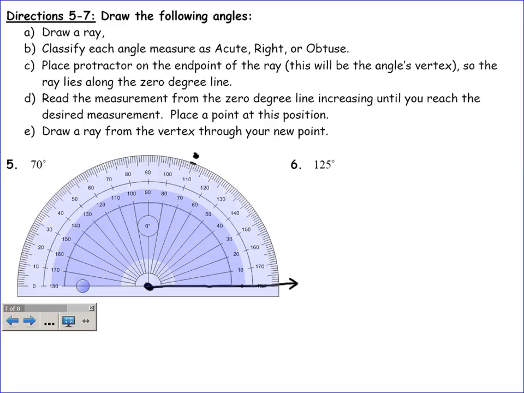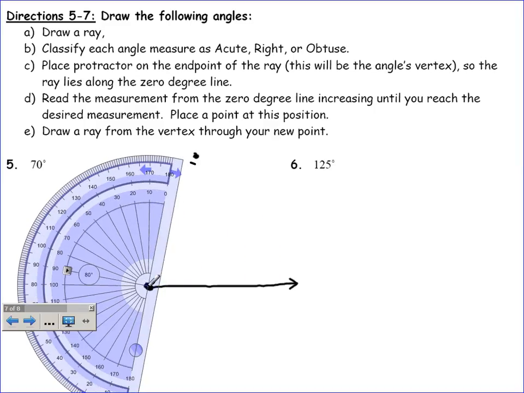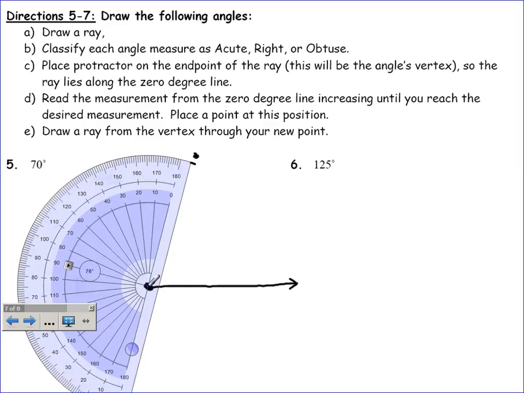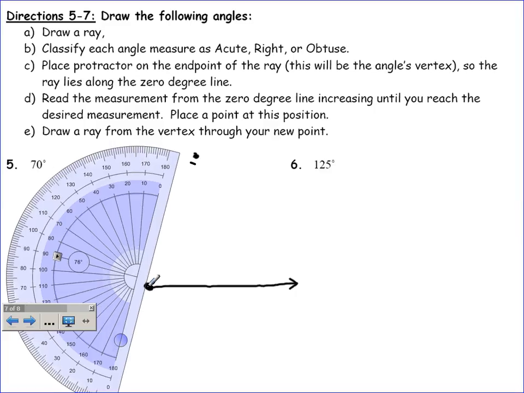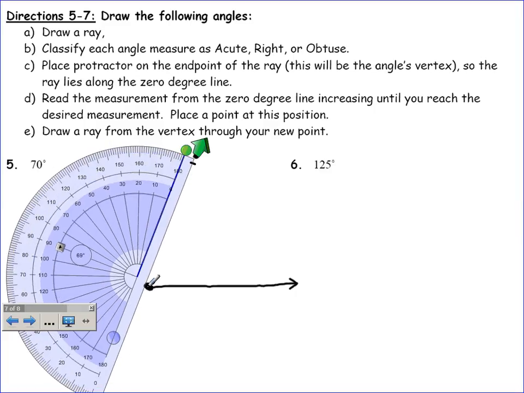Then physically, what you do is you rotate the protractor like so. And then you draw your straight line just like so. Take this thing away.